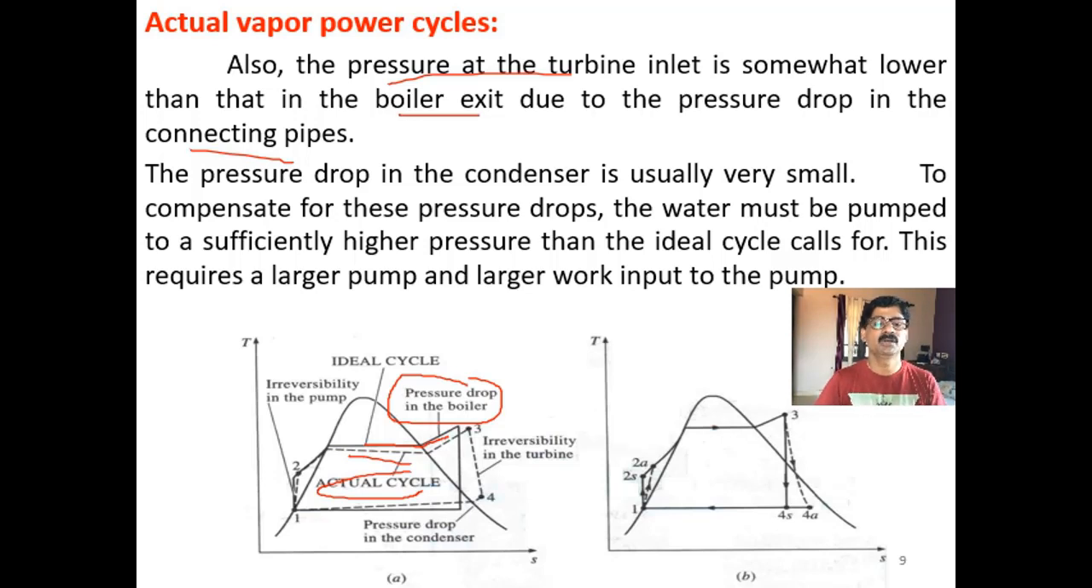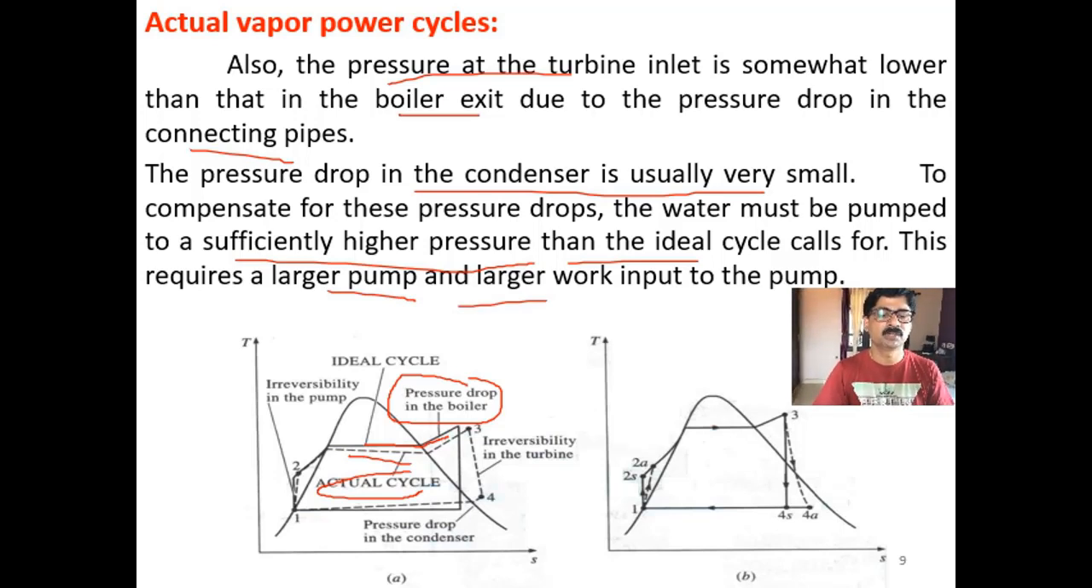So the pressure drop in the condenser is usually very small. To compensate these pressure drops, water must be pumped to a sufficiently higher pressure than the ideal cycle calls for. So this requires a larger pump and larger work. You can see now the pressure drop you studied in the boiler.